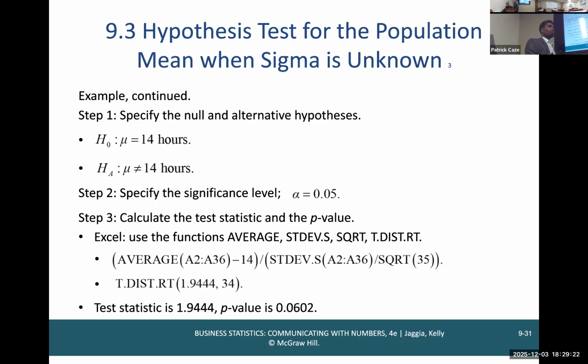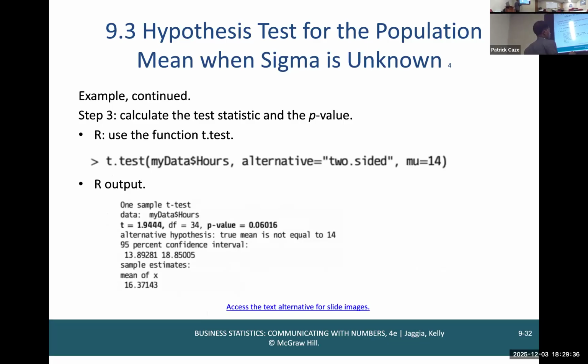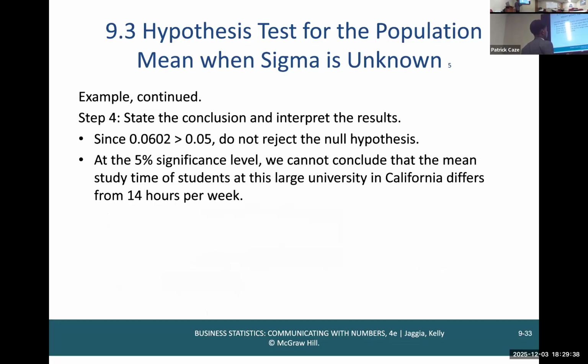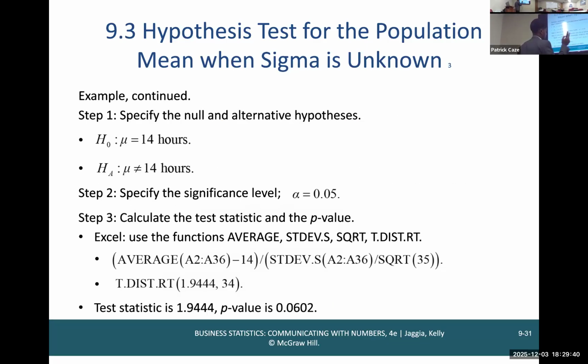Same thing, no difference. We do the same thing as we do with the z-test. There's just a slight twist because we're using the t-table, so we're going to do something a little different. Here, the test statistic is 1.9444. Let me show you what the difference is here.